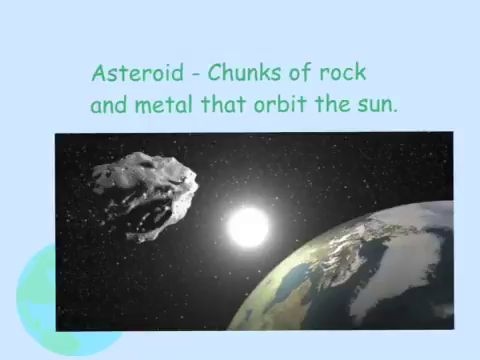Our next word is asteroid. These are chunks of rock and metal that orbit the sun. As you can see, these don't have tails like comets do, and these sometimes will strike other planets and the Earth.